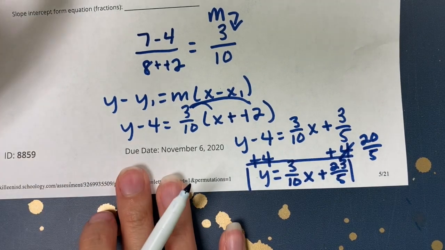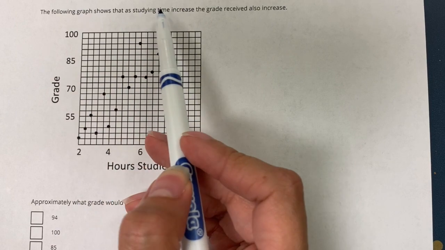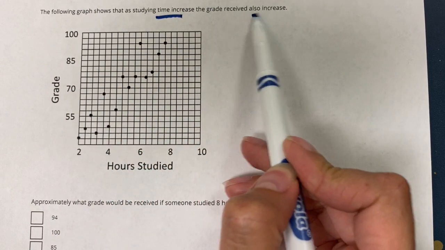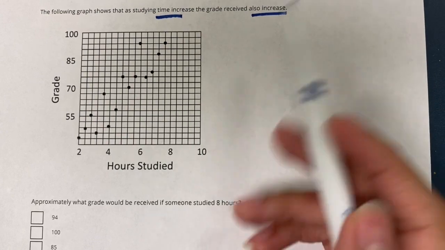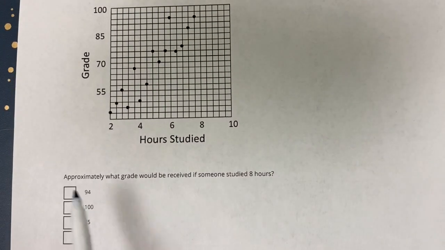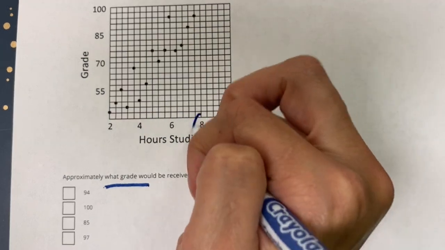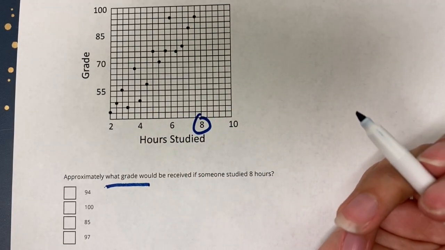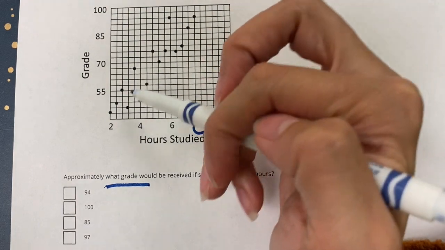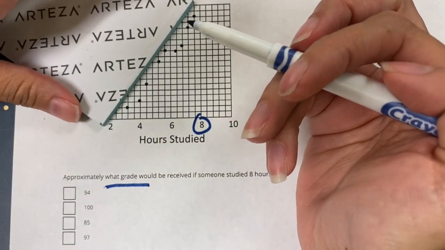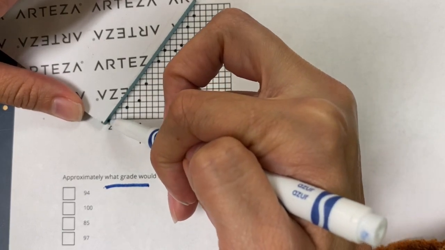Okay, next. So the following graph shows that as studying time increases, the grade received also increases. So this is a positive correlation, and I want to know approximately what grade would be received if someone studied 8 hours. So I'm gonna draw my line of best fit. Just take your ID or any straight edge to draw a line of best fit.